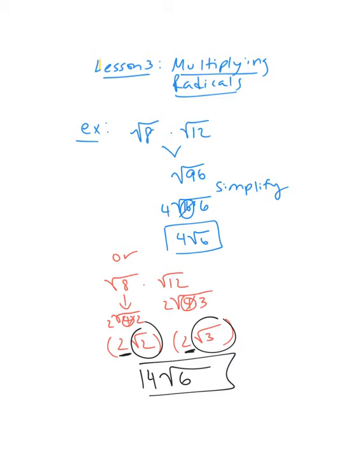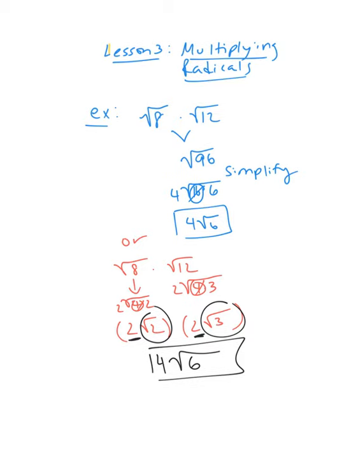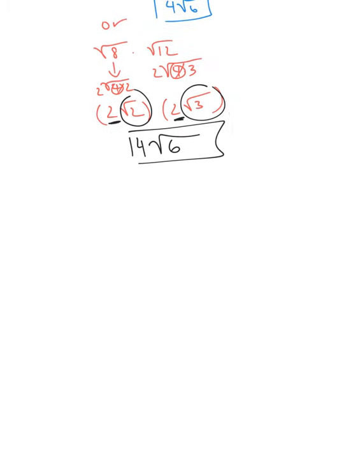So here's another example for you guys. Let me scroll down here. Okay, example 2. Let's say I gave you the square root of 3 times the square root of 15. So here you don't have the option of simplifying first. You have to just multiply.